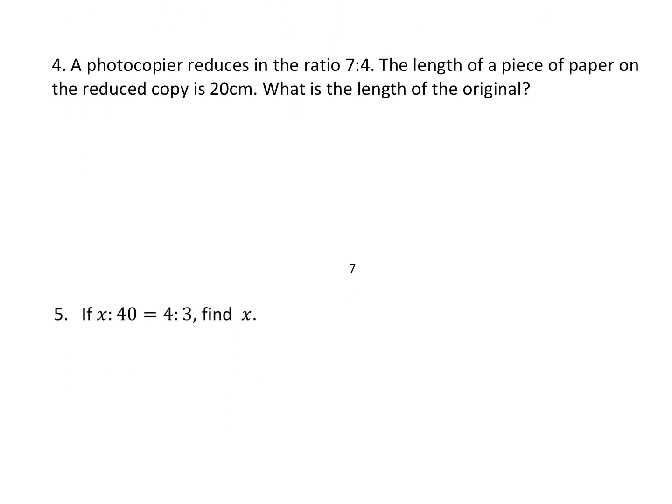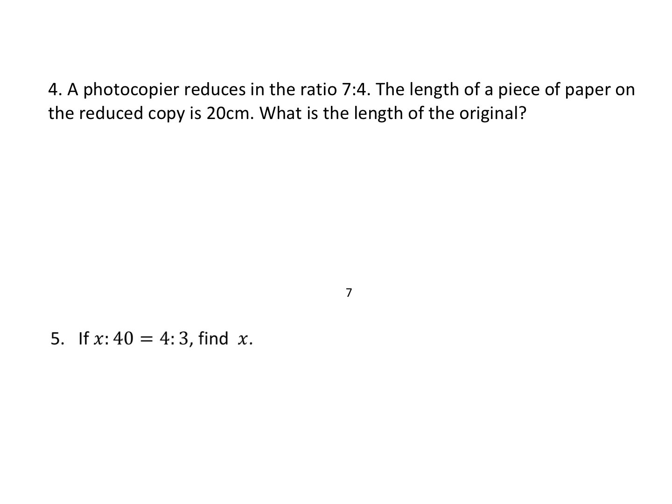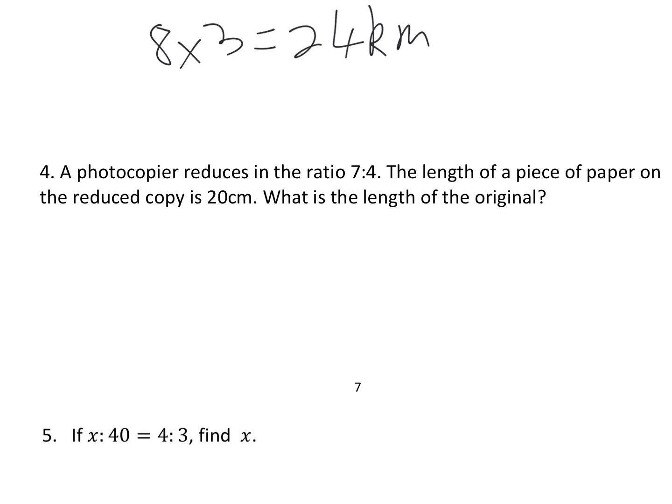Number 4. A photocopier reduces in the ratio 7 to 4. The length of a piece of paper on the reduced copy is 20 centimeters. What is the length of the original? Okay, maybe a little bit unfamiliar territory, this question, so let's get in our heads what is going on. A photocopier reduces something in size, so if it reduces in the ratio 7 to 4, 7 would be the bigger one, 4 obviously the smaller one, so 7 represents the original.